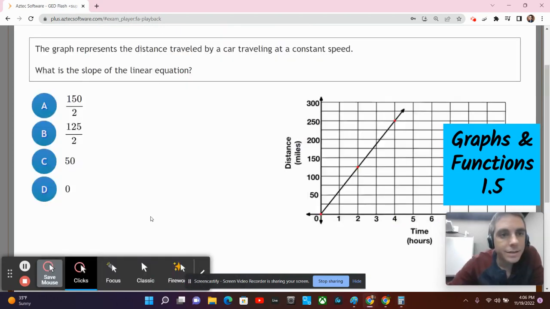The graph represents the distance traveled by a car traveling at a constant speed. What is the slope of the linear equation?